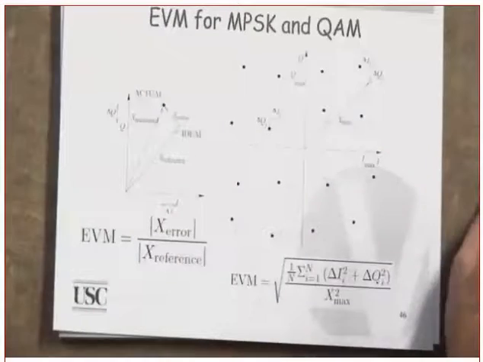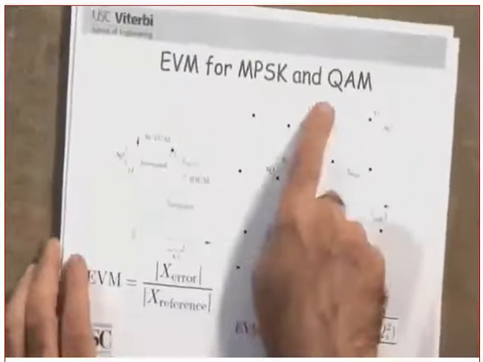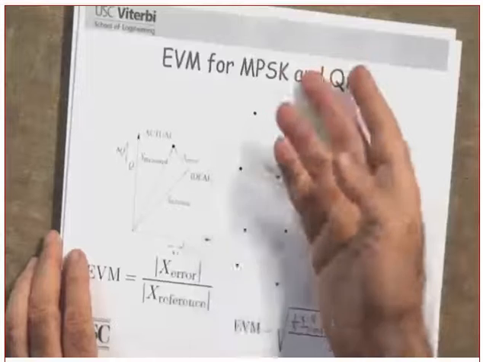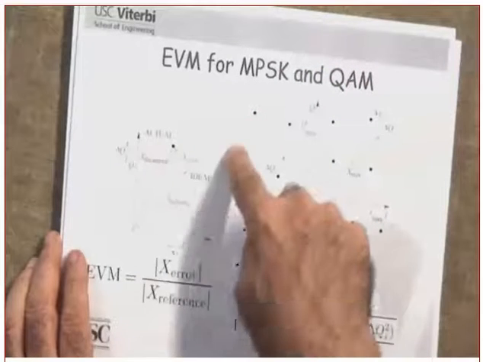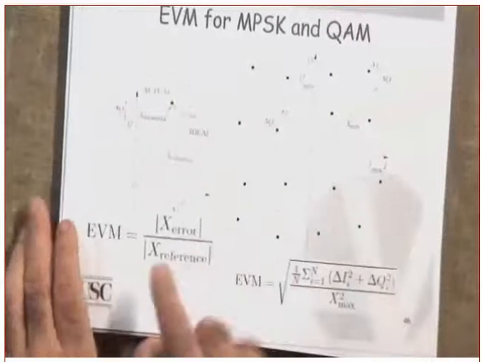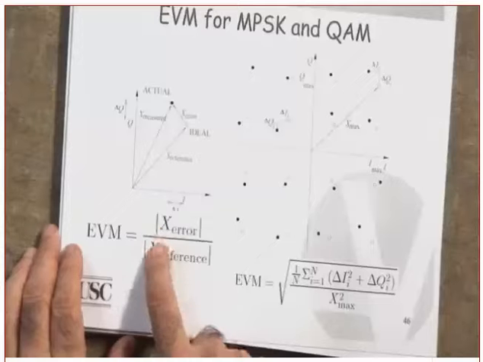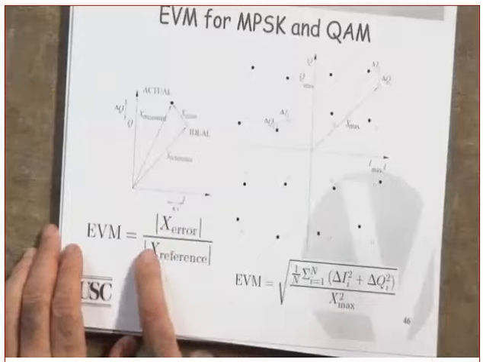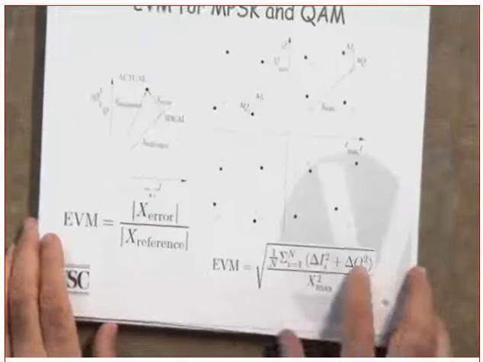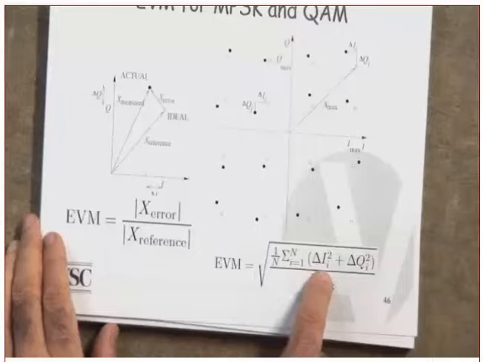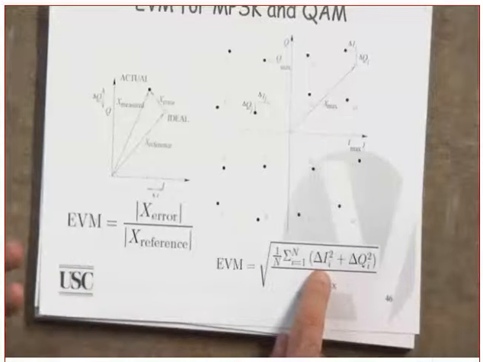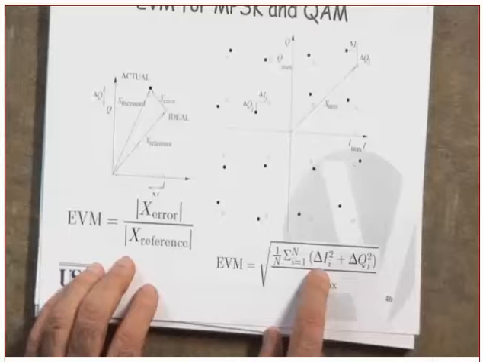Now, how do you calculate the EVM of MPSK? We don't have a problem with MPSK, because all the signals are of the same amplitude. So when you calculate the EVM, it's the absolute value of X error divided by the absolute value of X reference, which is delta I. Do you understand what this delta I means? This is the difference in the I channel, for symbol I. Did you get this or not?